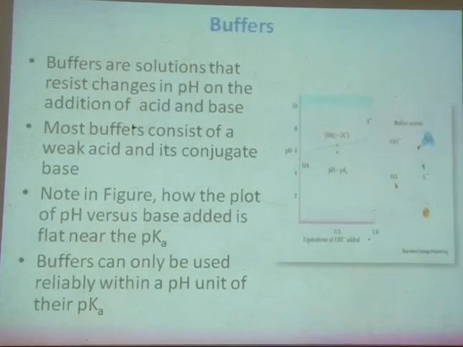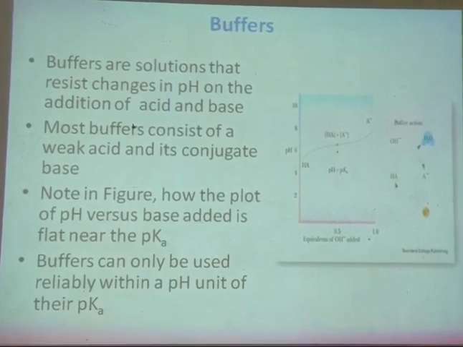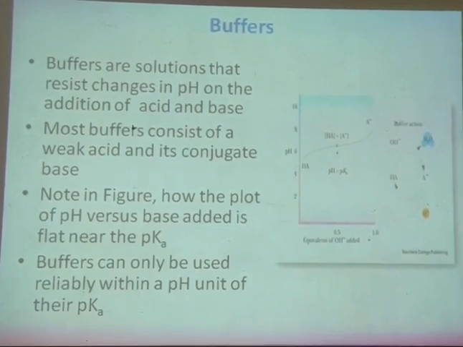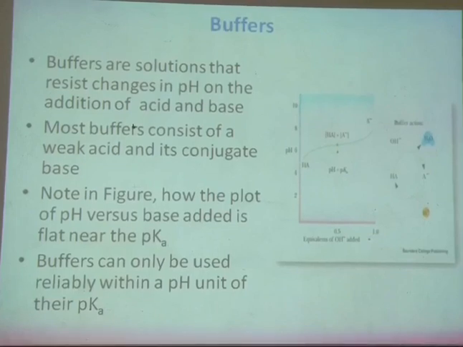So the buffer: what is a buffer? A buffer is a solution that resists changes in pH on the addition of acid or base. Most buffers consist of a weak acid and its conjugate base, or a weak base and its conjugate acid. And if you see the figure here, the plot of pH versus base added is flat near the ionization constant pKa. Buffers can only be used reliably within one pH unit of their ionization constant.